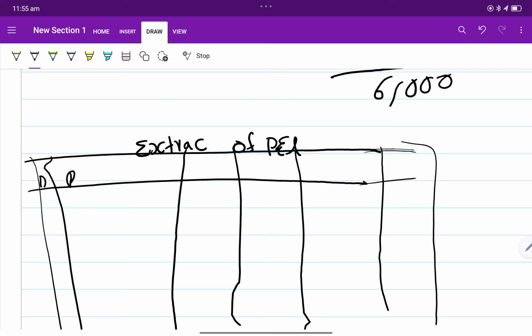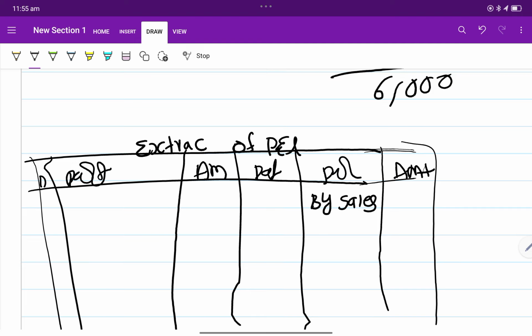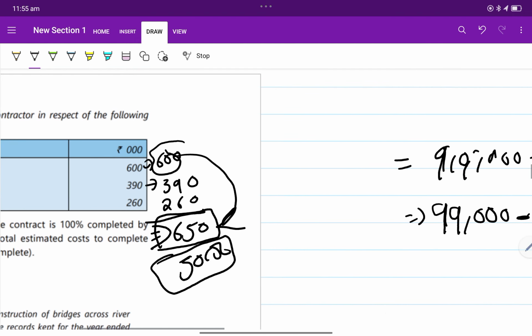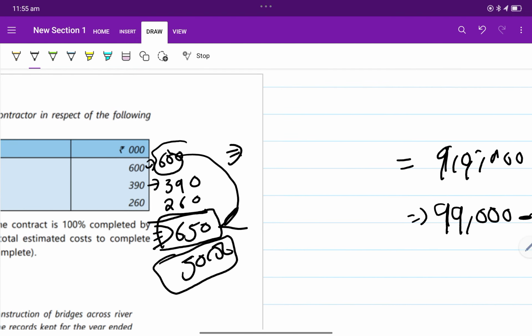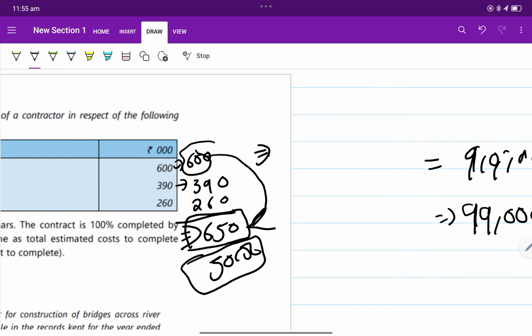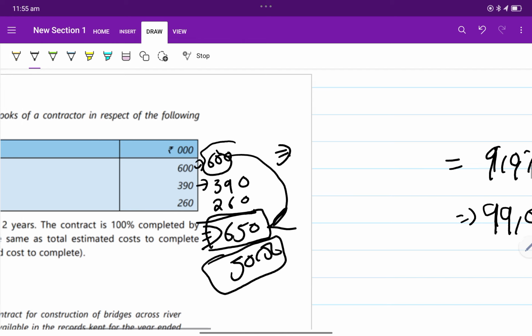So date, particulars, amount, date, particulars, amount. So what will you write? By sales account we will write how much? No, first you should calculate the percentage of completion. What is the percentage of completion? 600 divided by 650. So almost 92% of the contract is completed, Nana.